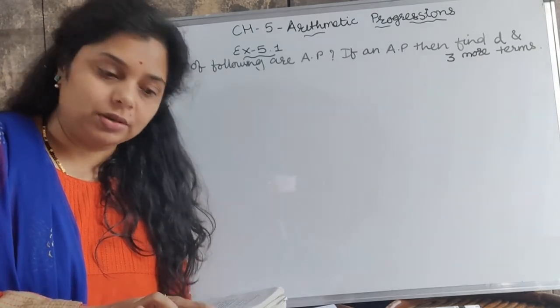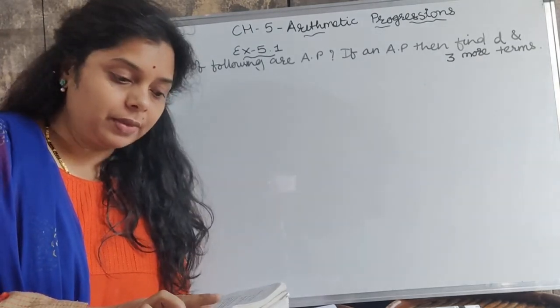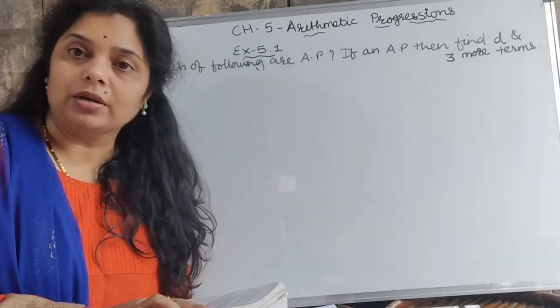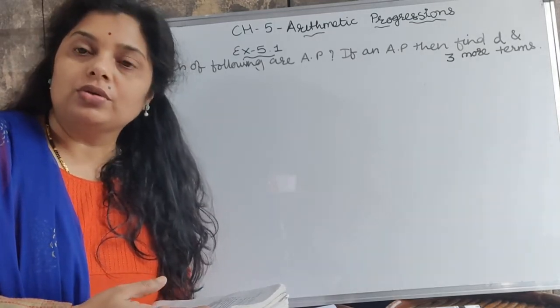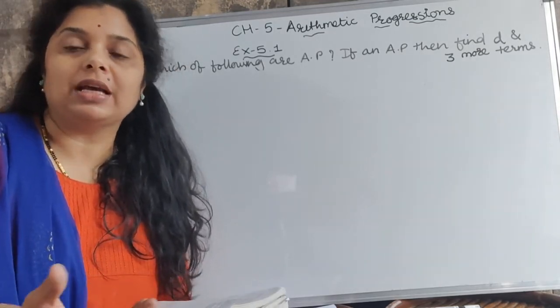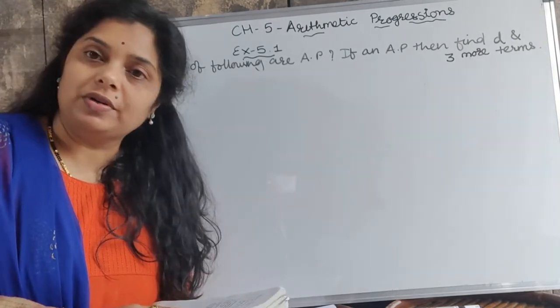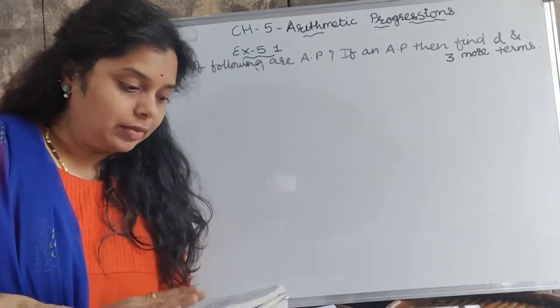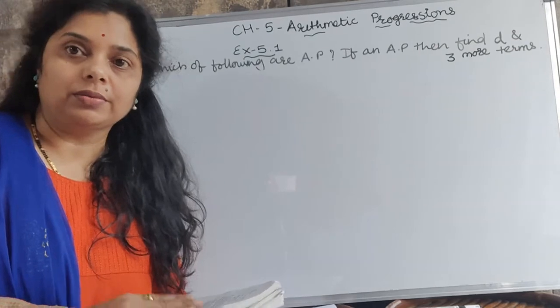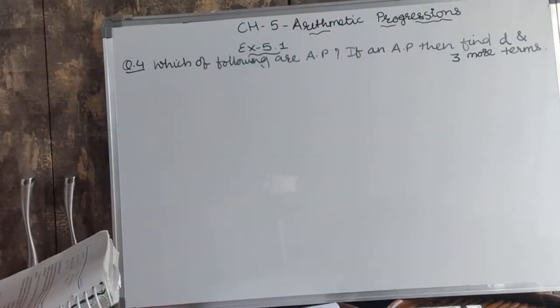So there is no issue of finding D and the rest of the terms. Now the last one, the 10th one. A, 2A, 3A, 4A. If you see, it is a sequence. So the next terms are 5A, 6A and 7A. And what is the common difference? It is A. Right? Now let's move to the 11th one.